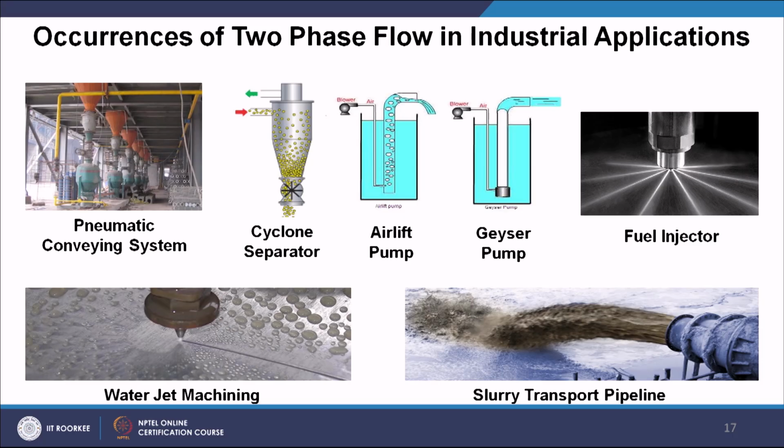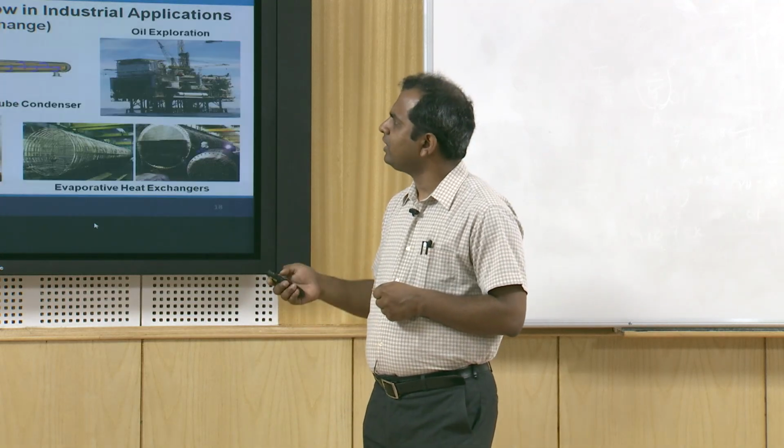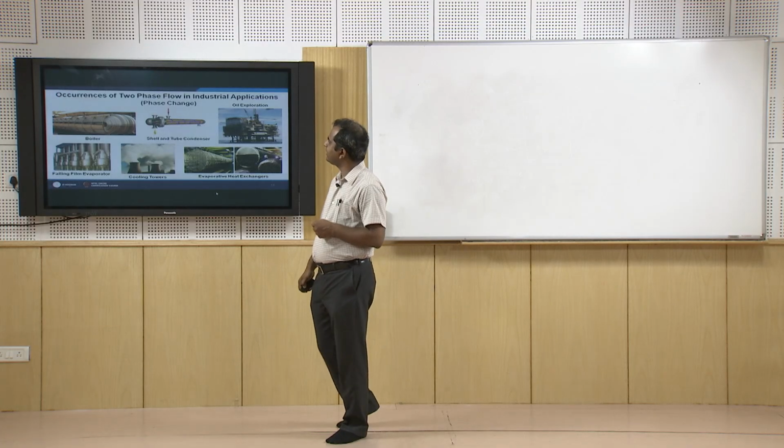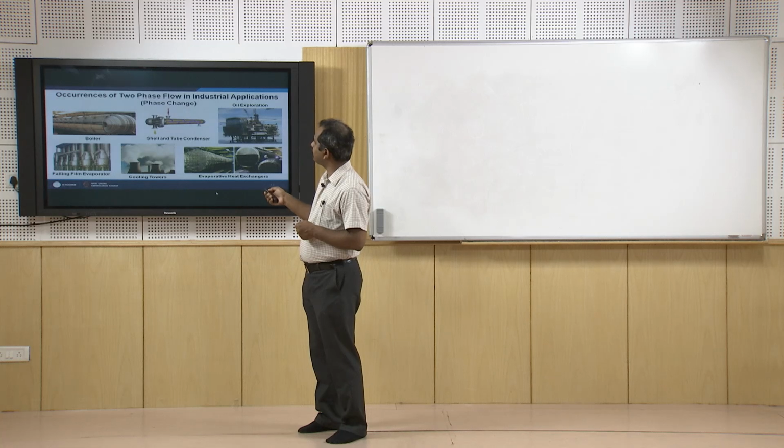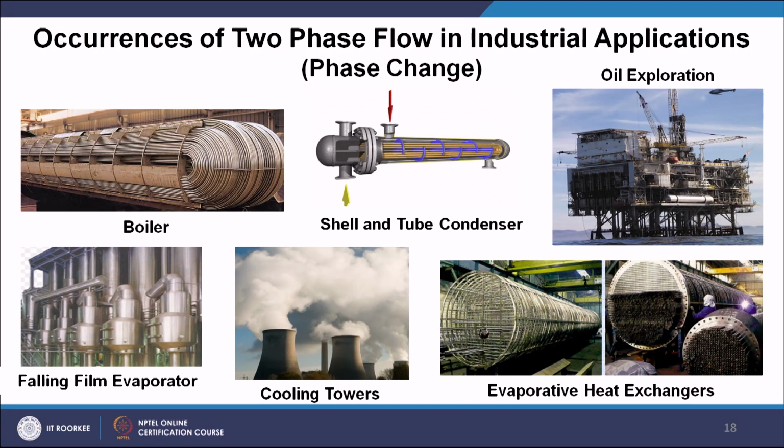Here we have shown an example of a slurry transport pipeline. So here also we have solid liquid two-phase flow in coexistence. A few other examples over here. These examples are associated with phase change. In a boiler tube, liquid is being converted to gas. We also have a similar example in a condenser where gas is converting into liquid. You can find these things in our power plant.